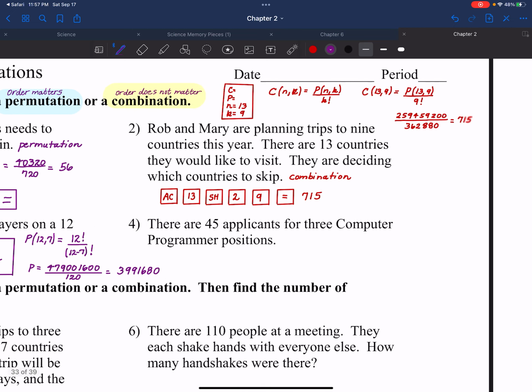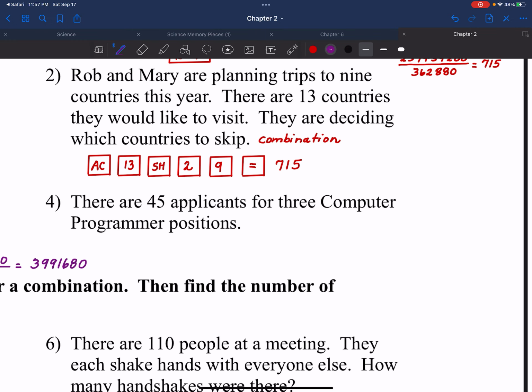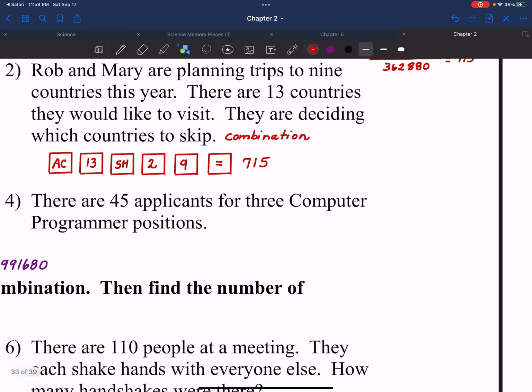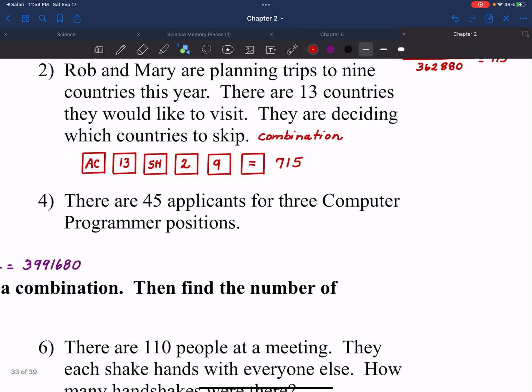All right, number 4, and then I'm going to stop this video. There are 45 applicants for 3 computer program positions. Are the positions ranked? Is there a gold position, a silver position, and a bronze position? No, they're just 3 open positions, like the 3 seats on that shuttle. So this is a combination. And I'm going to put this in maybe right here. Because remember, this one needs an extra variable.